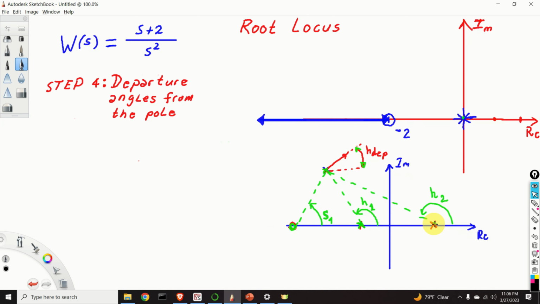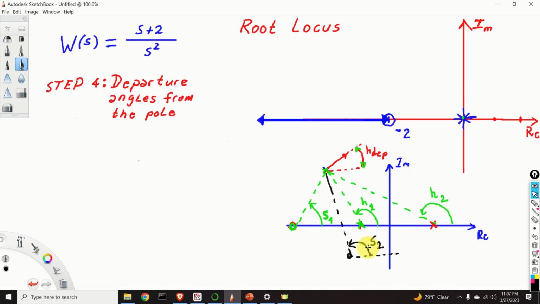Over here I constructed zeros and poles that lie on the real axis. However, let's consider the case when we have, for example, a 0 or a pole somewhere over here. That is, a 0 or a pole with an imaginary part. For example, let's consider the 0 over here. How to construct the angle? Well, very simple. We draw a line parallel to the real axis, and here's our angle. This will be S2.